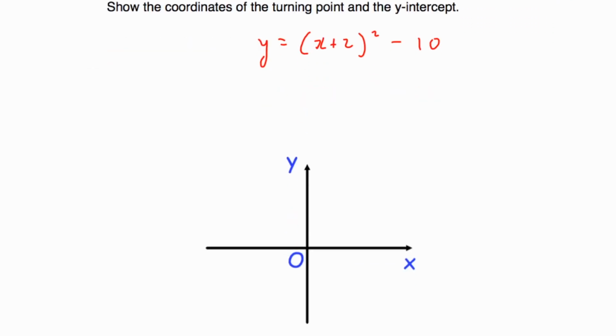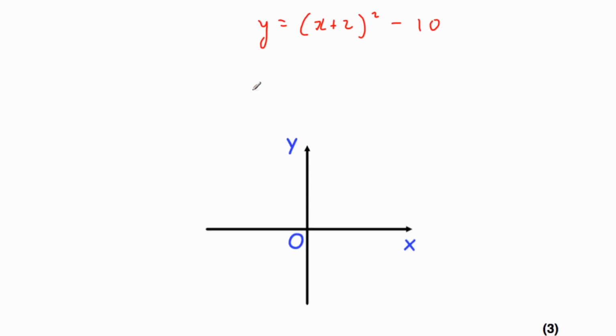So if we go down to our axes, first of all, I'm going to consider the graph of y equals x squared. So y equals x squared would look something like this. Now, it's not the best sketch, but it's the best I can do on the computer here.